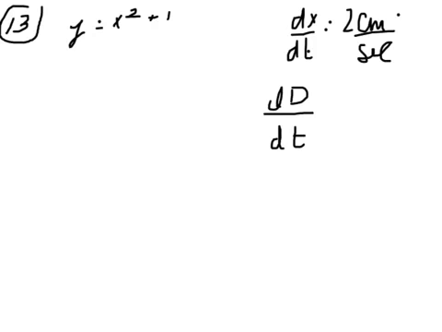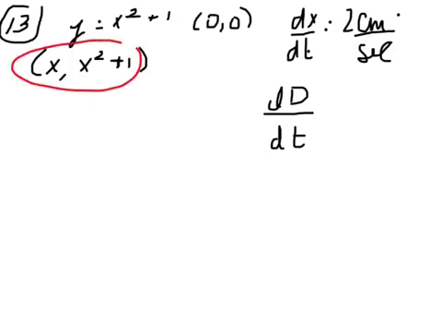Well, if you remember, they said between the origin, and the origin is the point (0, 0). So I've got a point here. My point here could be represented by x, and then the y value is x squared plus 1. So these are my 2 points right here, and I'm going to plug them into the distance formula.